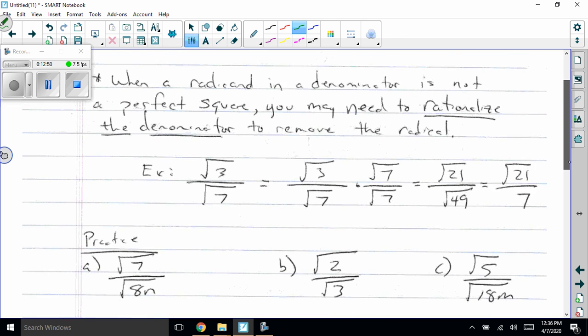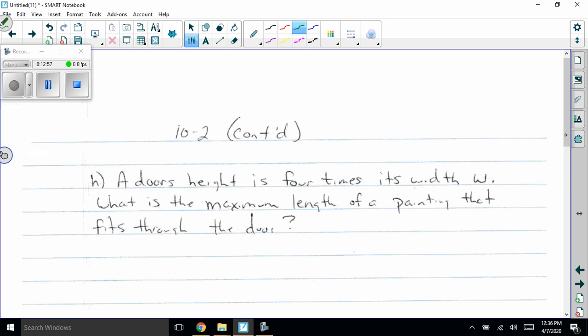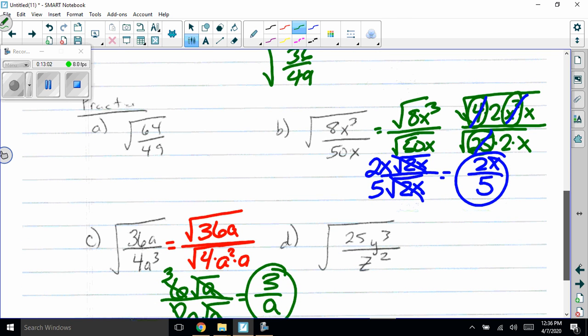The last thing we have right here is when we have a radicand in the denominator that is not a perfect square. So the problems that we just did, if you look in the denominators, all of these denominators were perfect squares.